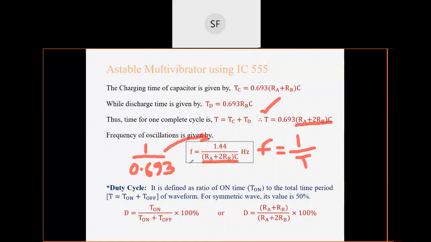So this is the frequency of oscillation. That means if you want to find out the frequency of oscillations of the output of astable multivibrator, then you need to remember this formula. Okay. There is again one small definition of duty cycle. So we will again discuss this particular slide one more time in the next session, and we will solve a couple of examples on the astable and monostable multivibrator as well.